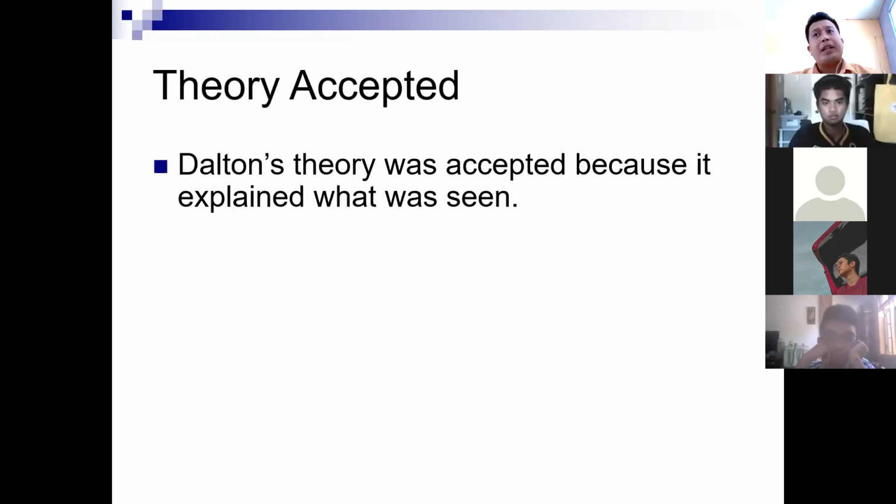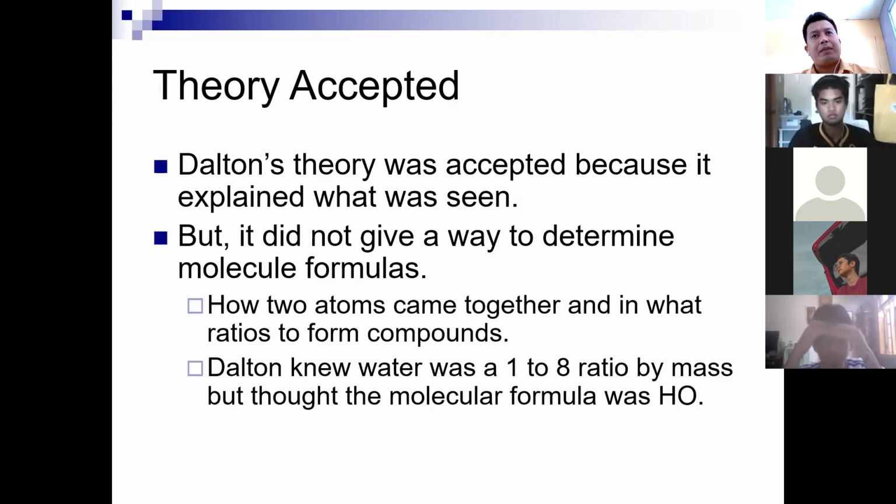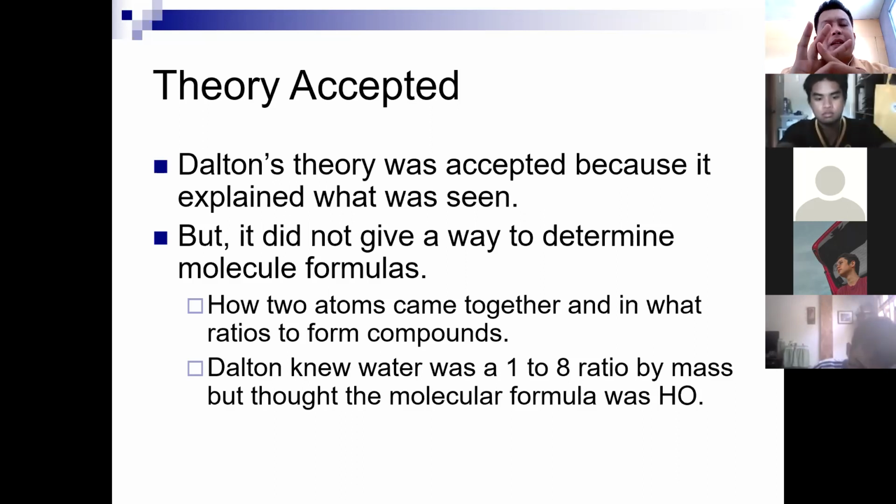So the theory of Dalton was accepted because it explains what was seen, but it did not give a way to determine the molecular formulas. Speaking of molecular formulas, class, we have three ways in which a compound is to be named: molecular formula, empirical formula, and structural formula.